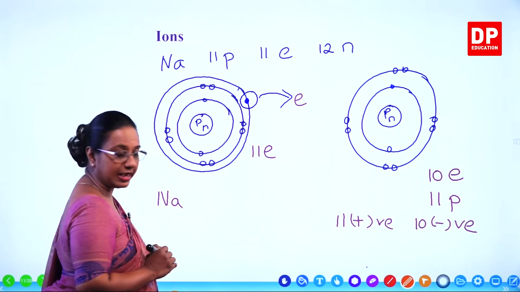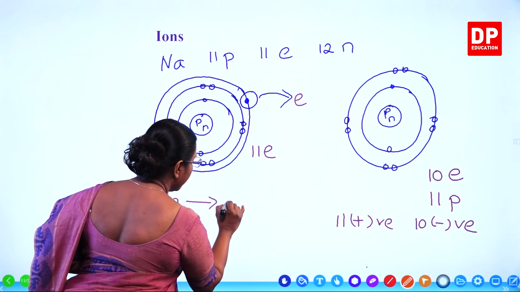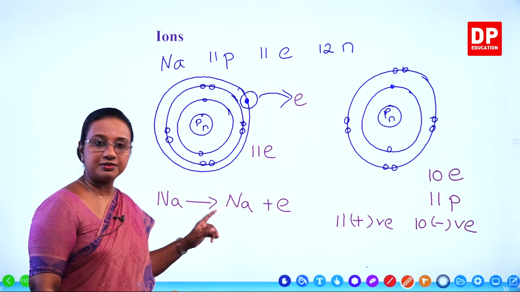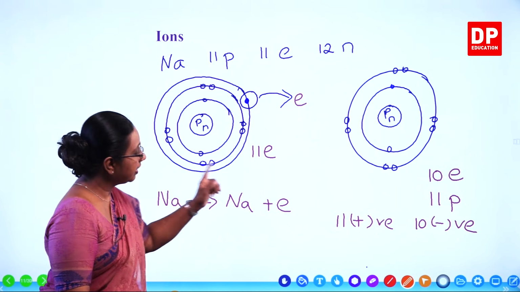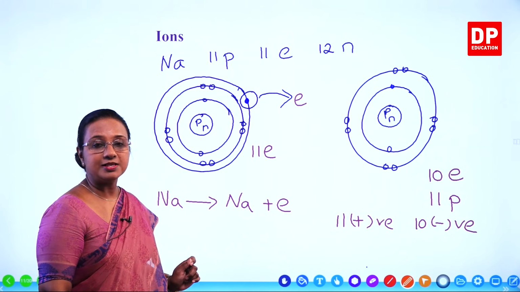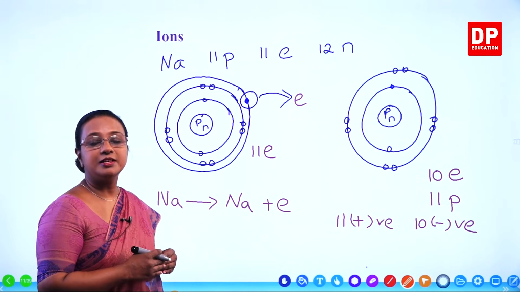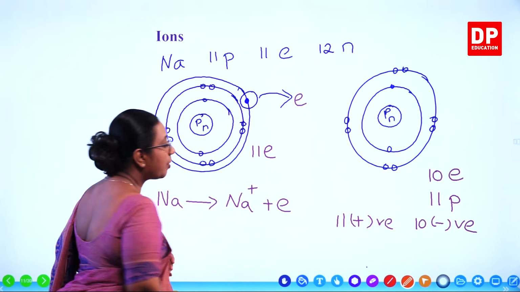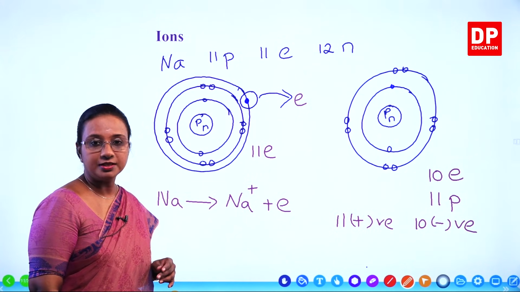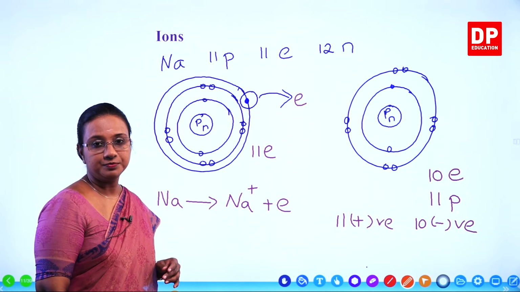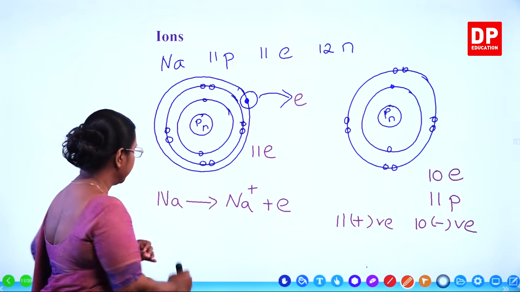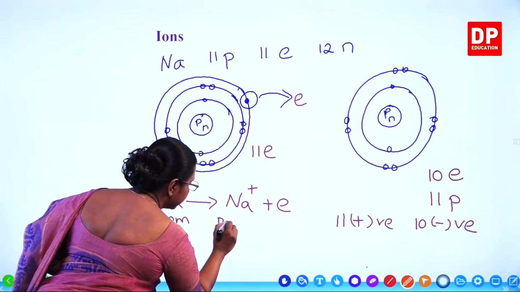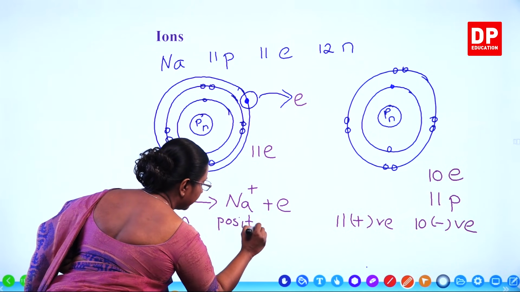The sodium atom losing an electron. Normally, losing an electron we don't write as minus. Instead, we write plus electron on the right hand side of the equation. And we put a positive charge on the sodium symbol. That means this is an atom and this is a positive ion.